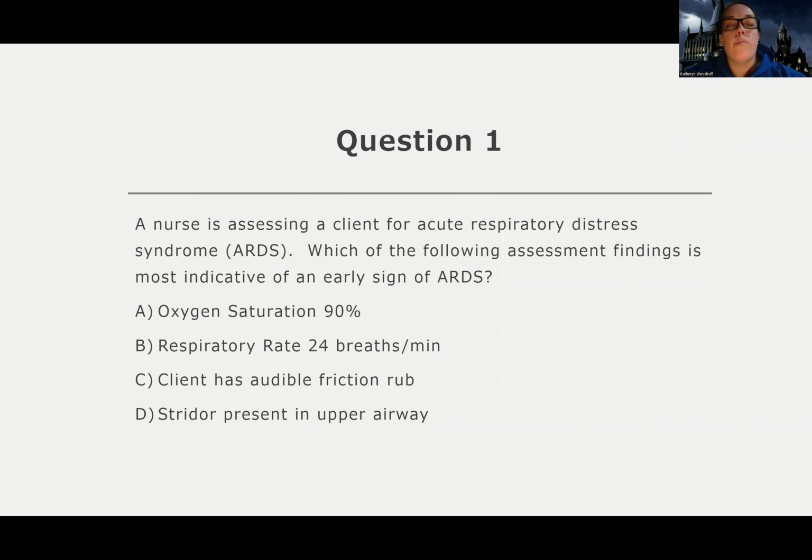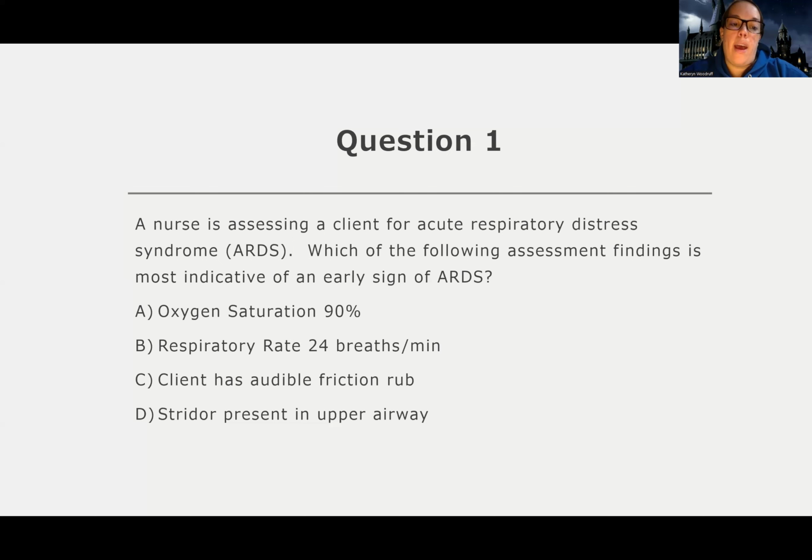Probably one of the most important ways to spend your time is making sure you know what the question's asking you. So I'm doing an assessment and I need to figure out which one is most indicative of an early sign of ARDS. I'm looking at an ARDS patient, looking for a hallmark sign or something very common, and not just in any part of ARDS, but in early ARDS. So I'm thinking of what is going to be one of the first things they're going to show.